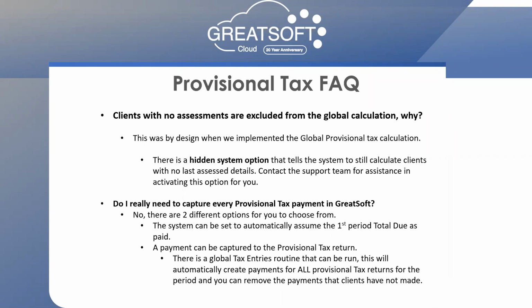It is something the guys are aware of, but there's just been no change there. The last one here was, do I really need to capture every Prov tax payment in GreatSoft? This is actually a question that came up this week. I did cover this earlier when we went through the settings of the global entries. You either do or you don't, and that is dependent on the Prov tax setting that you use on that calculate provisional tax payment basis. So depending on how you use that setting, you may have to capture them, or you can use the global tax entries that will go and generate all those things for you.